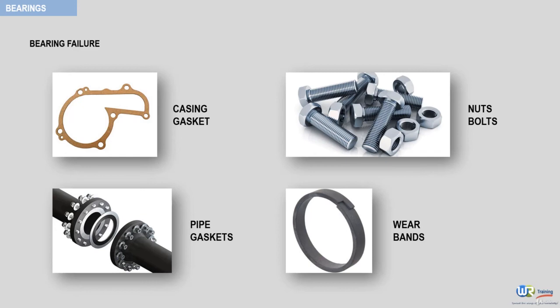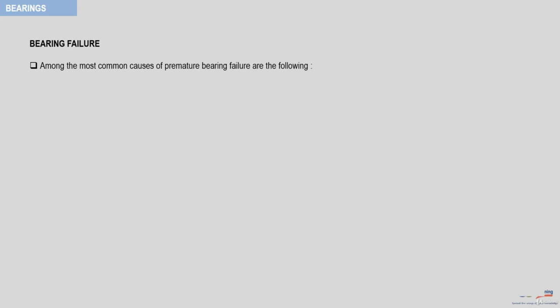Most often, the bearing or the lubricant is blamed for the failure. This is like blaming the fuse for an electrical failure. The failure is most likely a result of some abnormal operating condition or lack of proper maintenance. In short, something causes the bearing to fail prematurely. Among the most common causes of premature bearing failure are the following.